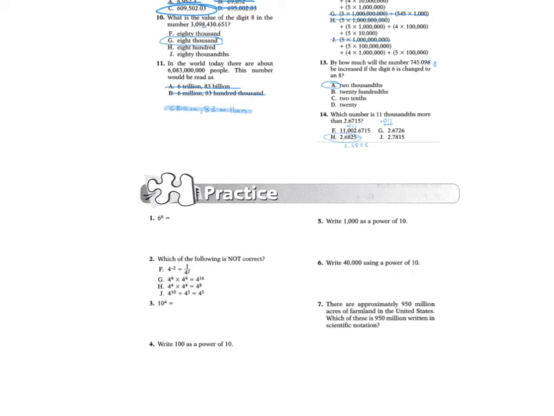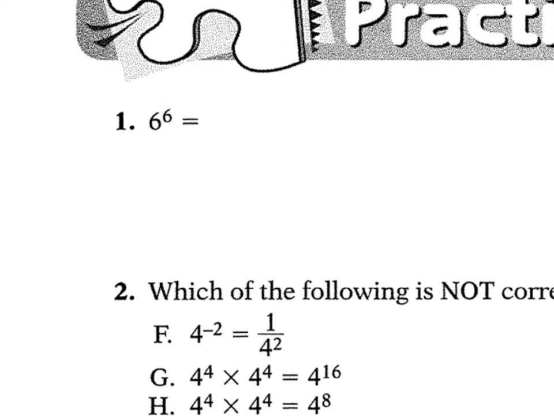Okay, next, number 1. So we have 6 raised to the 6th power. So this would be the same as saying 6 times 6 times 6 times 6, 6 times. So 1, 2, 3, 4, 5, 6. I don't expect you to evaluate this without a calculator, but if you did, it would be 46,656.